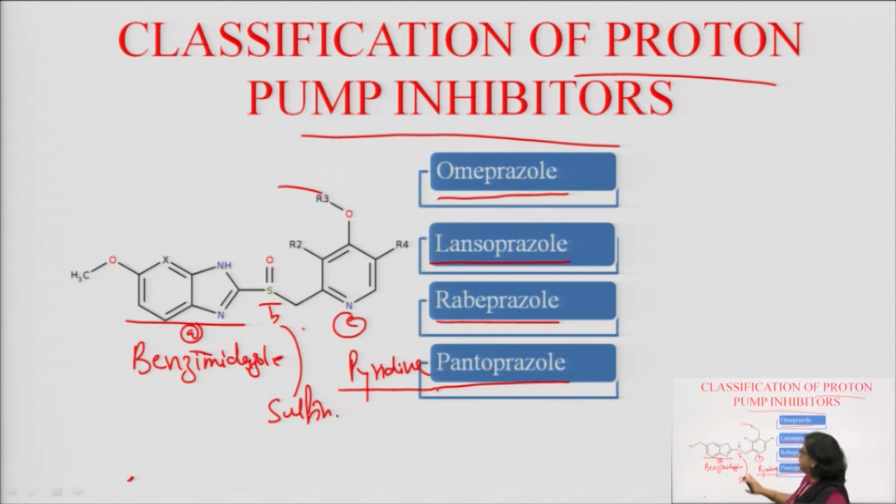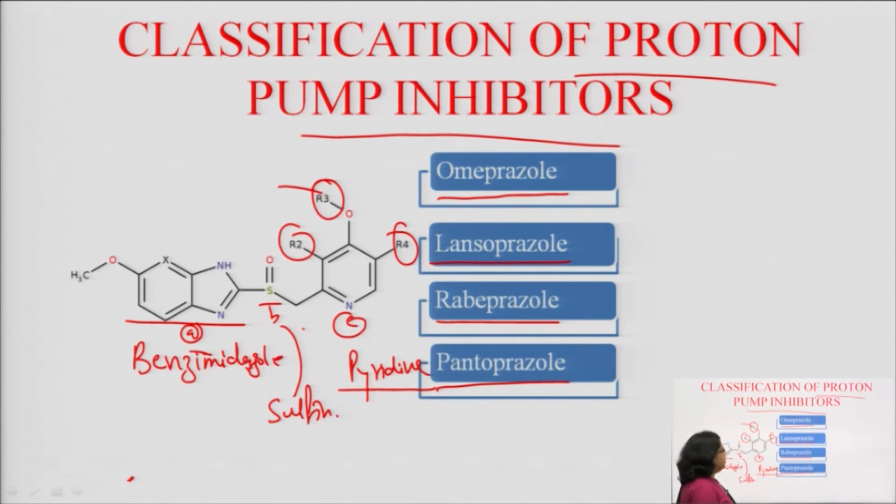Now, here all contain the basic nucleus, but there is a minor difference which makes the separate classes, like here you see R2, R3 and R4. Variation in R2, R3 and R4. Substitution at these points R2, R3, R4 is different in the case of omeprazole, lansoprazole, rabeprazole and pantoprazole.